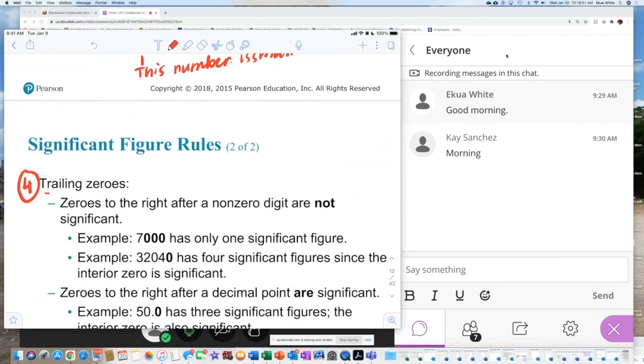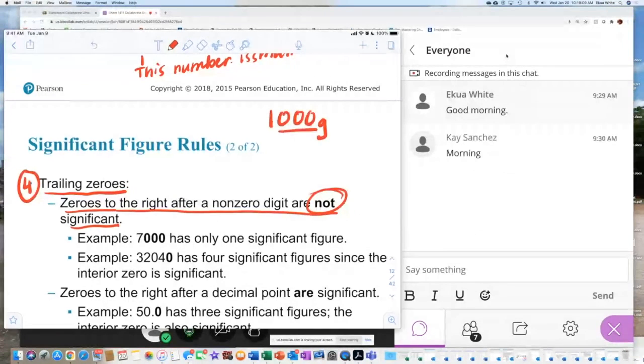Trailing zeros. These are zeros to the right after a non-zero digit, and they're not significant. Now the context is chemistry. So if we write 1000 grams, just like that, these zeros, for the purposes of making sure everybody gets the same numbers and numbers haven't been improperly estimated, are not significant.